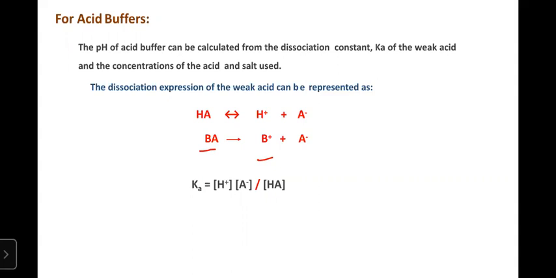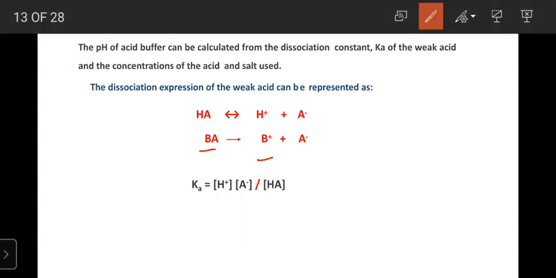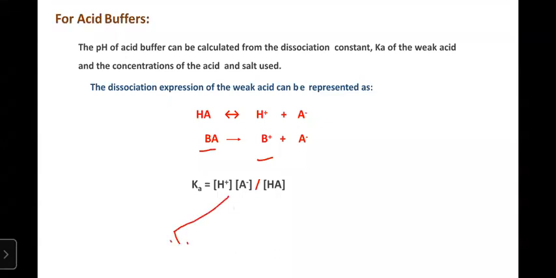If we take H plus outside, what will you get? H plus is equal to the dissociation constant Ka into the concentration of weak acid HA, divided by A minus. So H plus equals Ka into HA divided by A minus. Call it equation number 1.